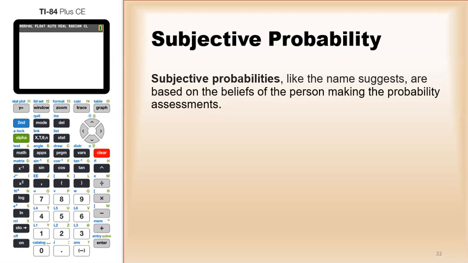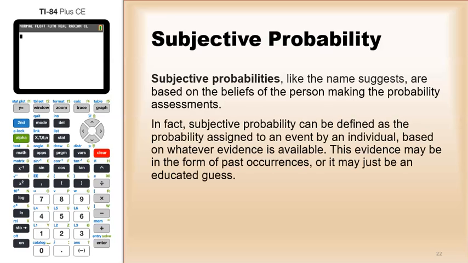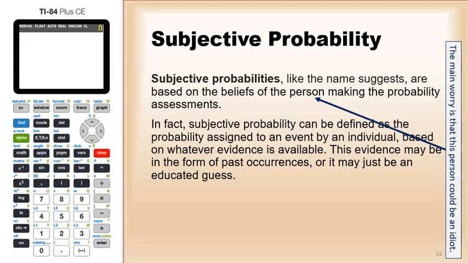So let's start with subjective probability. Like the name suggests, subjective probability is based on the beliefs of the person making the probability assessments. In fact, subjective probability can be defined as the probability assigned to an event by an individual based on whatever evidence is available. This evidence may be in the form of past occurrences, or it may just be an educated guess. Now, the problem with subjective probability is that the person might not know what they're talking about.